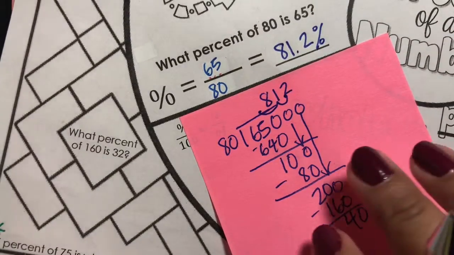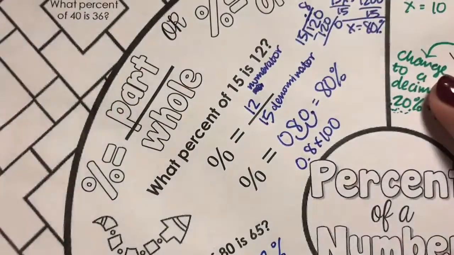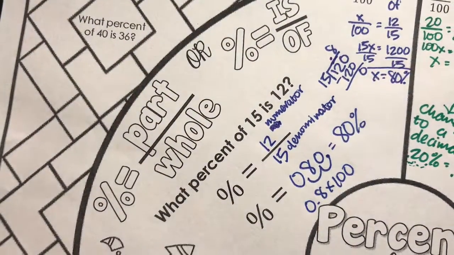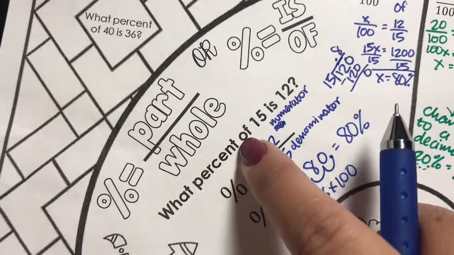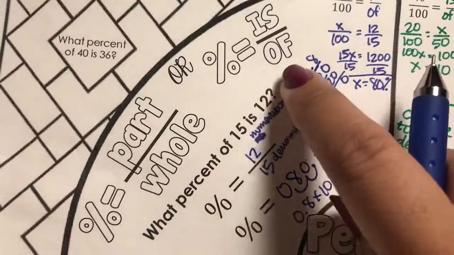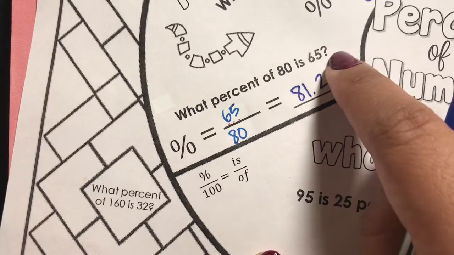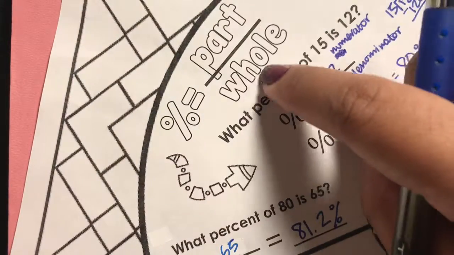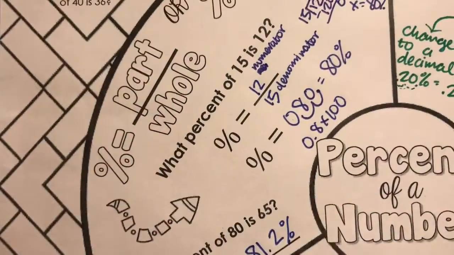Okay, so now we've finished this section of the percent of a number wheel. All you need to remember is you need to just divide the part by the whole. So if it says what percent of 15 is 12, you're taking the "is" number and dividing it by the "of" number. So it's going to be 12 divided by 15. Same thing here. What percent of 80 is 65? So 65 is our part, so 65 divided by 80. Part divided by whole.